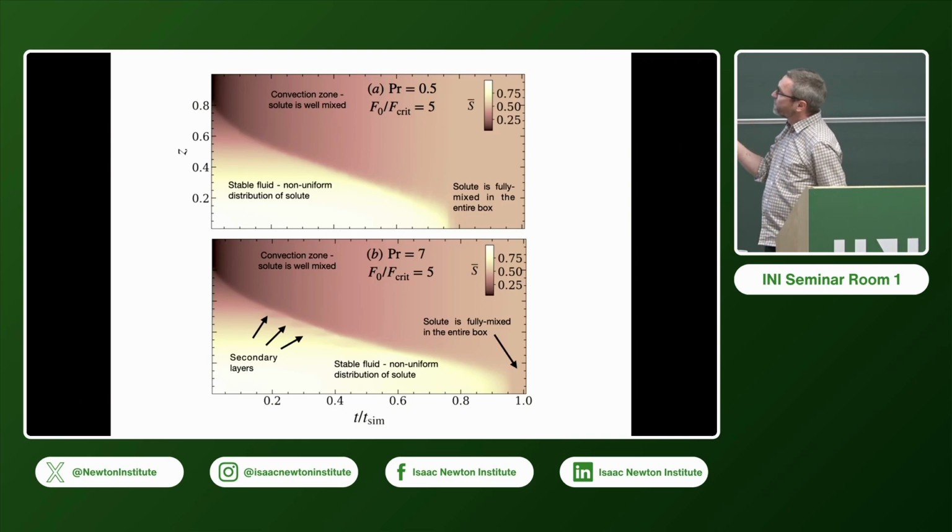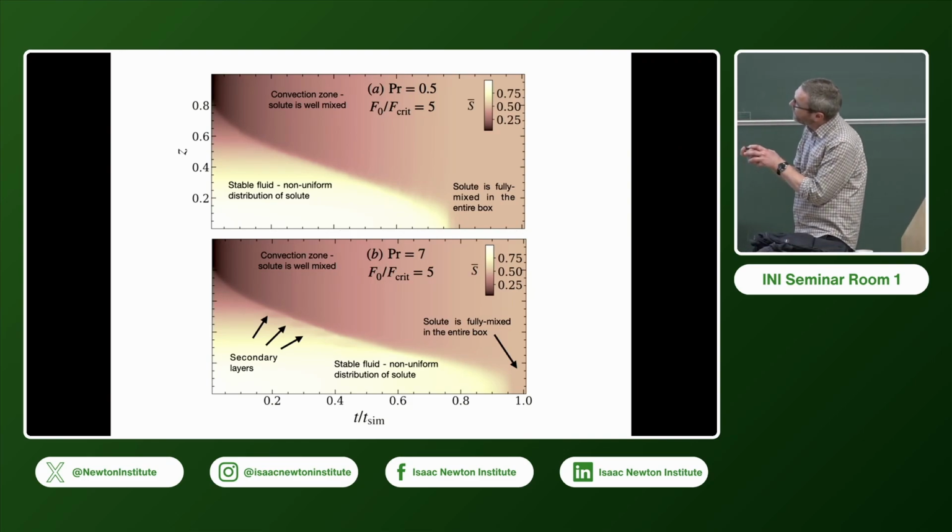And what I'm showing here is the difference with Prandtl number. So what we found is that at Prandtl 7, in agreement with the experiment, we also formed layers. They're very hard to see in here, actually. But hopefully, if you can see this, there are secondary layers forming ahead of the main convection zone. They form, they get eaten up as the main convection zone moves in, but they keep forming ahead of the main convection zone.